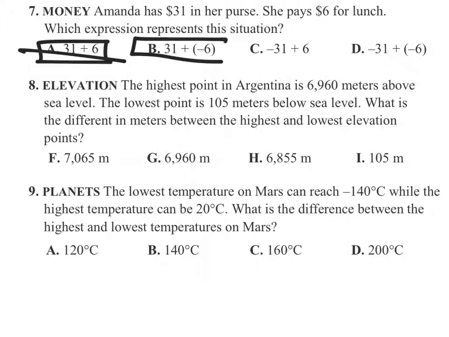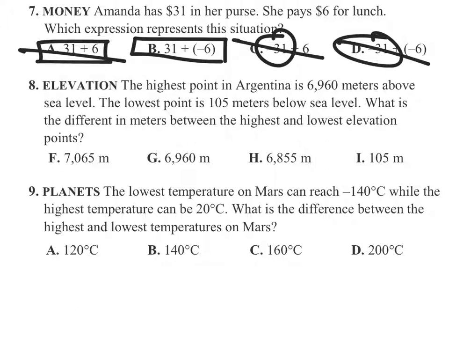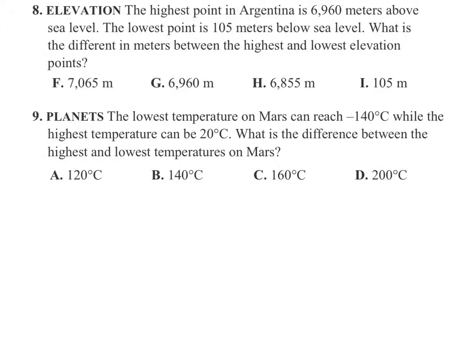She could be adding a negative, though. That would be fine. So that may be it. Let's check the other ones, though. She's not starting with negative $31, and D is showing the same thing, so that's no good. So B, she has the 31 bucks, and then it's kind of like we're subtracting the $6, so that is also represented by adding negatives. We could change that easily into 31 minus 6. B.